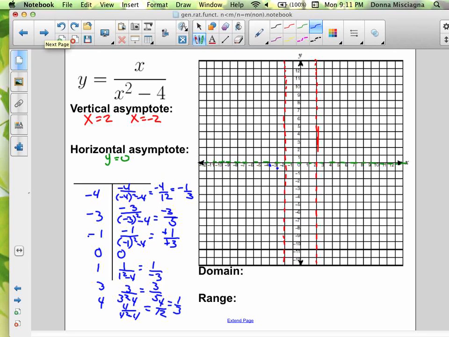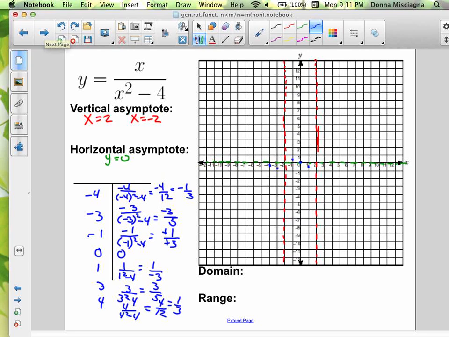All right, and then in the middle there, we've got the point -1, 1/3. So about there. We have the point 0, 0. And we have the point 1, -1/3. So if you notice, these are going in a diagonal. If your points go in a diagonal like this, they're going to be S-shaped.